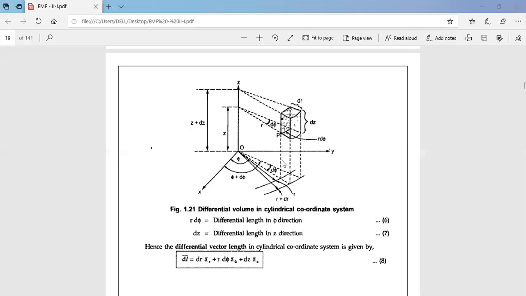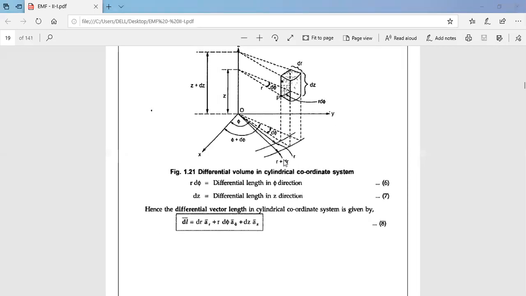All right. So your differential length then would be dr, r d phi, which is the fraction of your angle. And the z direction would again be a straight line, the change in height.